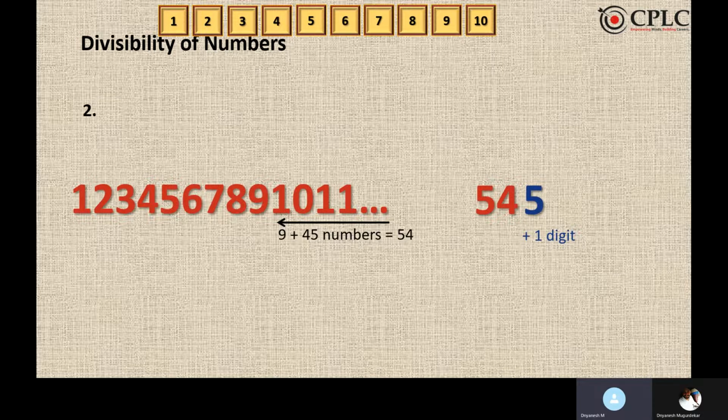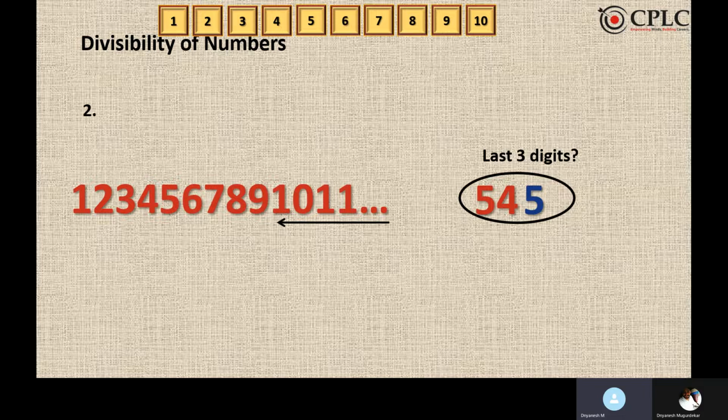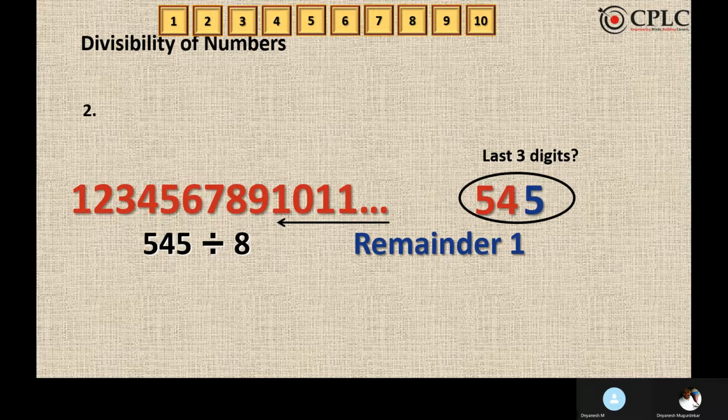So this is our huge number, 100 digits consecutively starting from 1. And now the question was, what is the remainder when this number is divided by 8? The last 3 digits of this huge number are 545. Divide 545 by 8 and you get the remainder as 1. So the trick really was to write 100 digits and not 100 numbers.